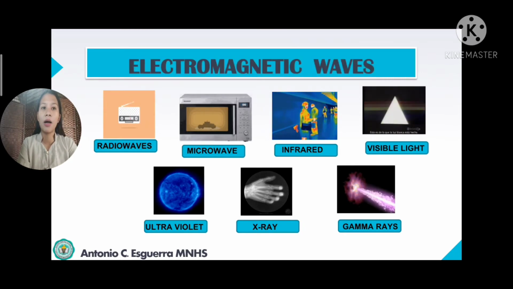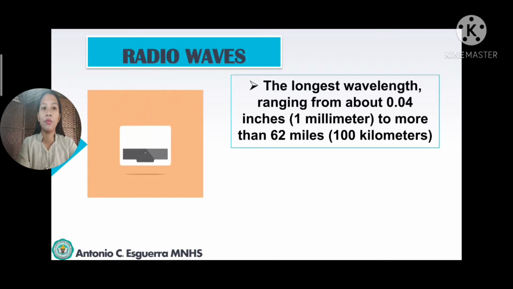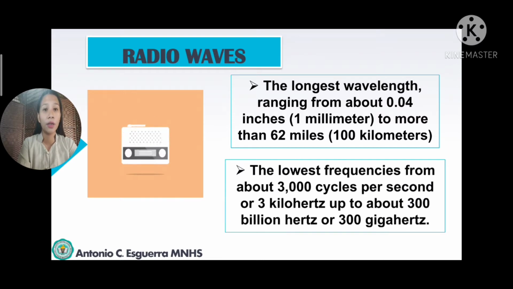First, let's talk about the radio waves. Radio waves have the longest wavelength, ranging from 0.04 inches or 1 millimeter to more than 62 miles, or 100 kilometers. Radio waves also have the lowest frequencies, from about 3,000 cycles per second or 3 kilohertz up to 300 billion hertz, or 300 gigahertz.